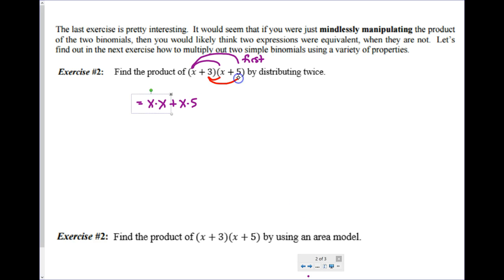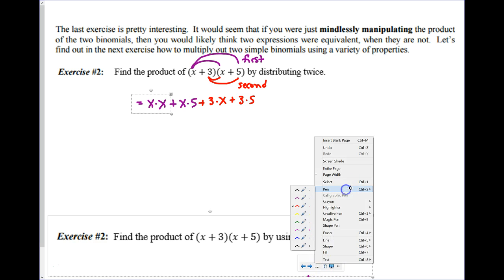Your second distribution is the 3. You have to distribute the 3 to each of these. This is the distributive property, you're just doing it twice. So this is your second distribution. And you just tack it along. So this becomes plus 3 times x plus 3 times 5. That's your double distribution.